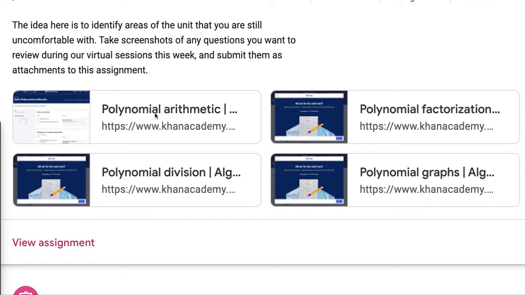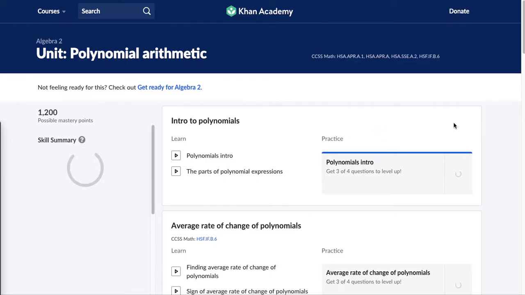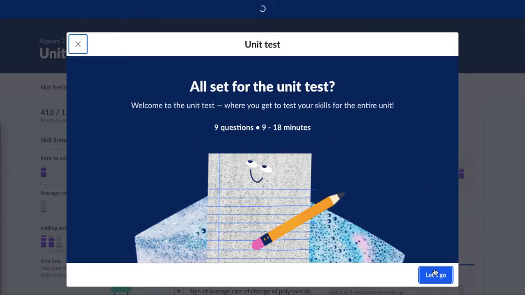Our assessments are going to be broken up into 4 separate parts, and these are the 4 parts that they're going to be broken up into. Let's attack the polynomials arithmetic first. In this video, we'll do each one in separate videos. So there's 9 questions in this unit test, and not all of them will be assessed in our assessment.